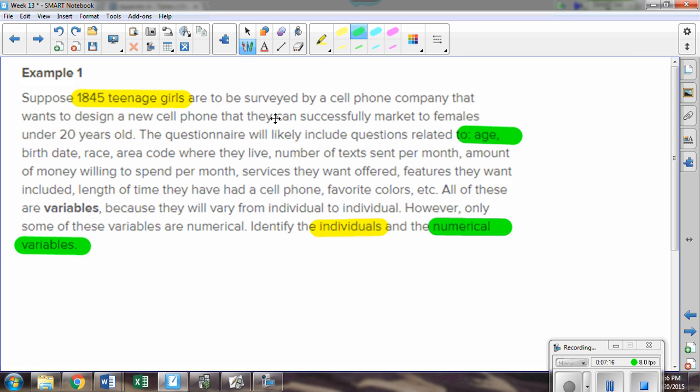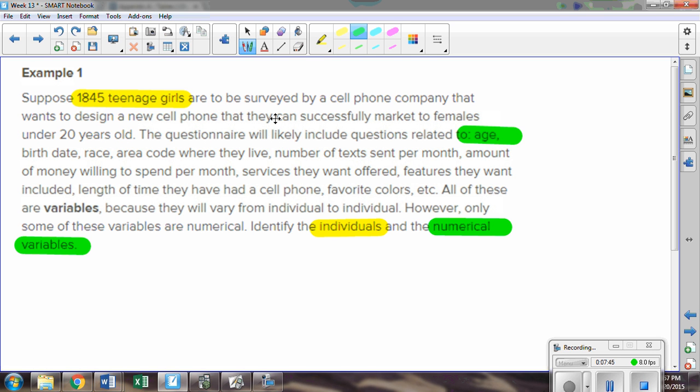But area code is still based on where you live. Is where you live a number? No, it's just an area where you live. Zip code works the same way, by the way. Zip codes are not numerical data. They're categorical because it's assigned a region. It is a number representation for an area. Area is category.